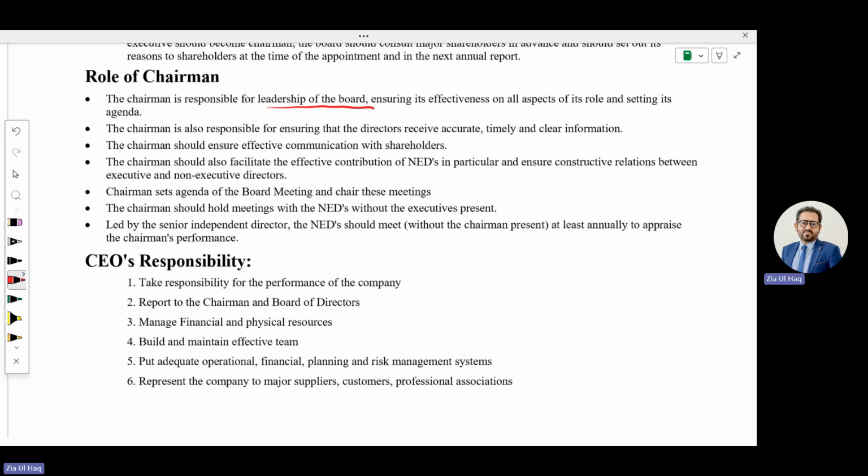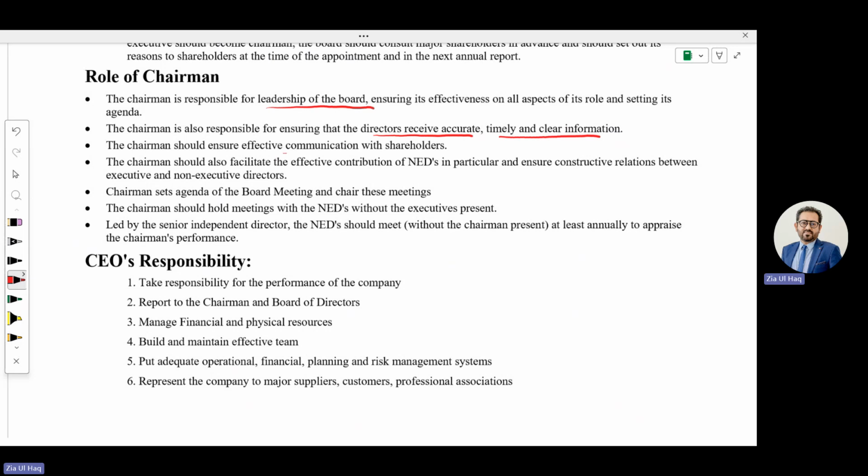Whether board meetings are conducted on a regular basis or not. Whether board meetings are formal or not. Whether the agenda for meeting is predefined or not. Whether the minutes of meetings are recorded properly to share with the absent members. Chairman is also responsible for ensuring that directors receive accurate, timely, and clear information. Meaning, if any member is absent from a board meeting, he will share board minutes with those absent members so that they are aware of what decisions the board has made in the previous meeting.